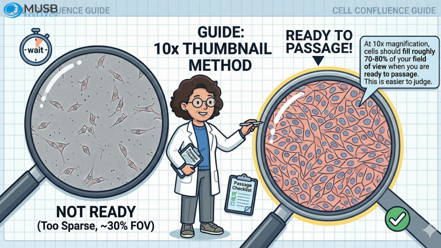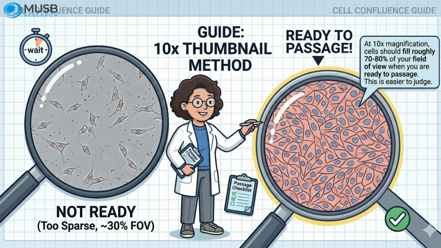The 10x thumbnail method. At 10x magnification, cells should fill roughly 70 to 80% of your field of view when you are ready to passage. This is easier to judge than counting individual cells. Train your eye by looking at the same cell line repeatedly at known time points. Within a week, you will be estimating to within 10% accuracy without counting.